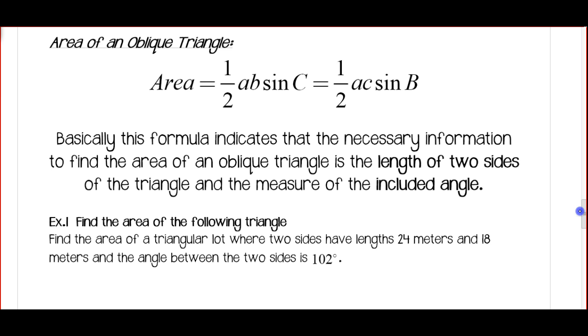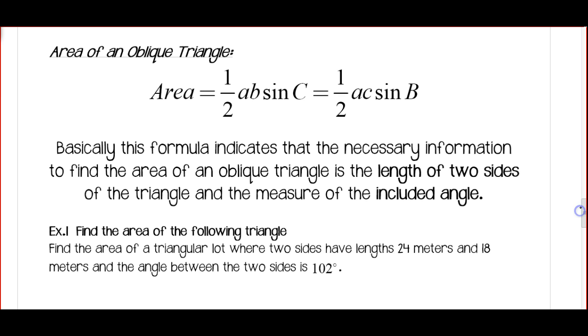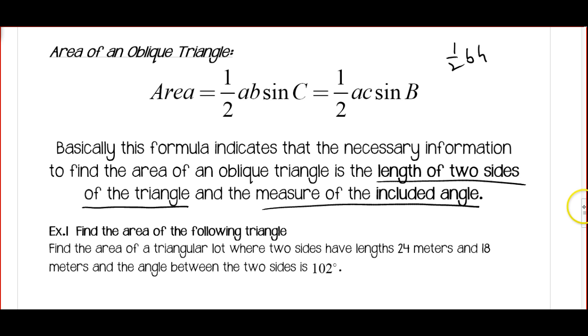Moving on to the last topic for this section, we're looking at the area of an oblique triangle. We know the area is normally 1/2 base times height, and it's a pretty straightforward derivation to come up with this formula, but it's really coming from 1/2 base times height. The information that we need is the length of two sides of the triangle and the measure of the included angle. So it's important that it's the included angle.